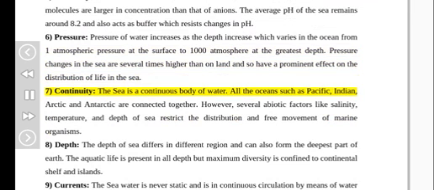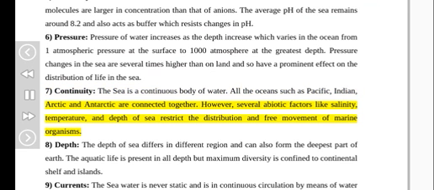7. Continuity. The sea is a continuous body of water. All the oceans such as Pacific, Indian, Arctic and Antarctic are connected together. However, several abiotic factors like salinity, temperature, and depth of sea restrict the distribution and free movement of marine organisms.